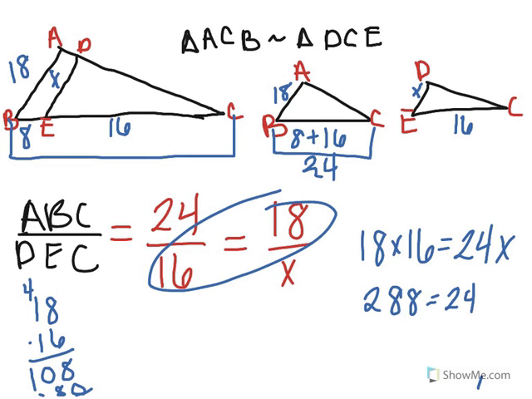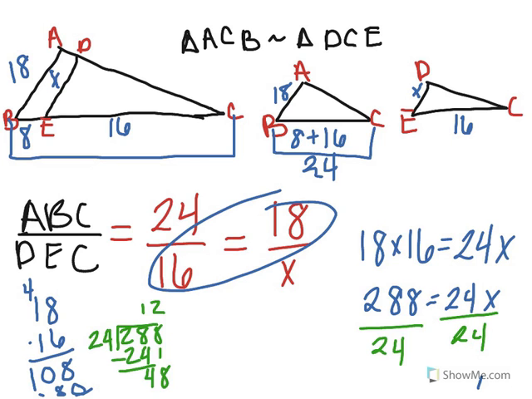288 equals 24x. To isolate x, I need to divide both sides by 24. 288 divided by 24 is 12. So 12 equals x. And if I look back at my triangles, I can tell the relationship here is equal to this relationship here. And so I have solved correctly.